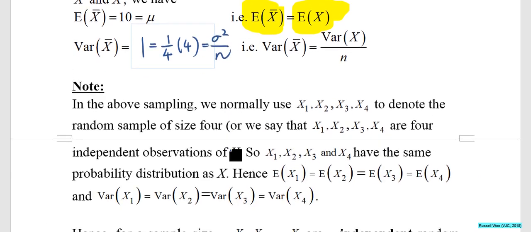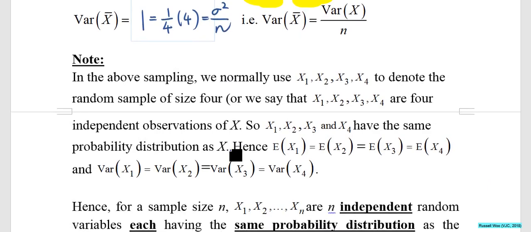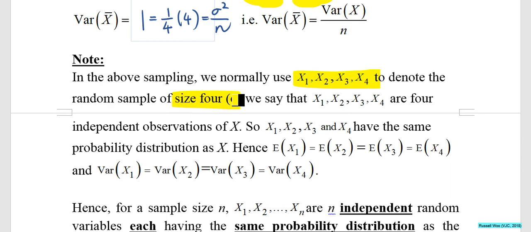Now, just a few notes. I think this is not new. We use x1, x2, x3, x4 to denote a random sample of size 4. That means x1, x2, x3, x4 are 4 independent observations of x. I give an example. If we talk about the height of a student in VJC, I take one randomly, say, I close my eyes and then pick randomly, another one, so 4 independent observations.